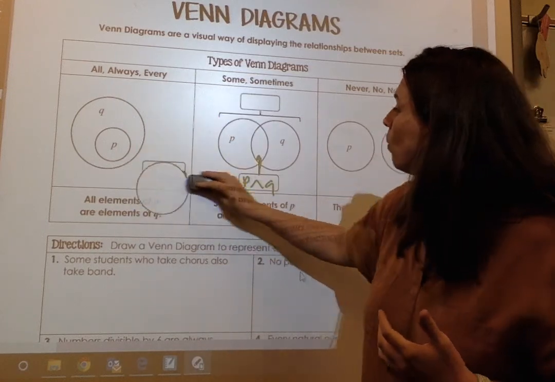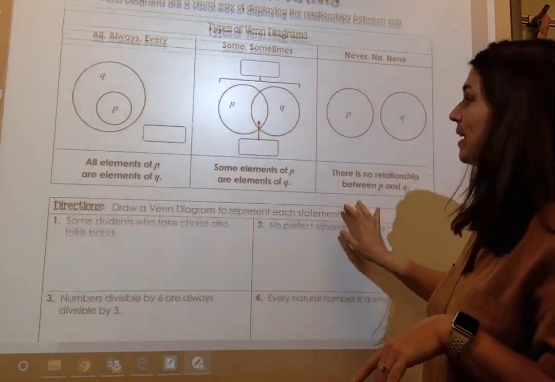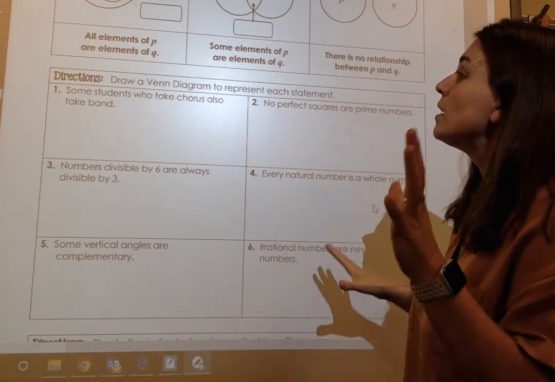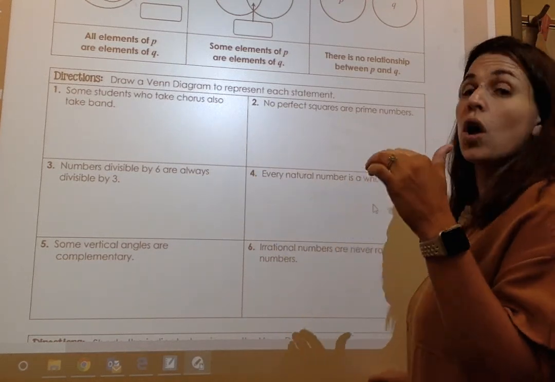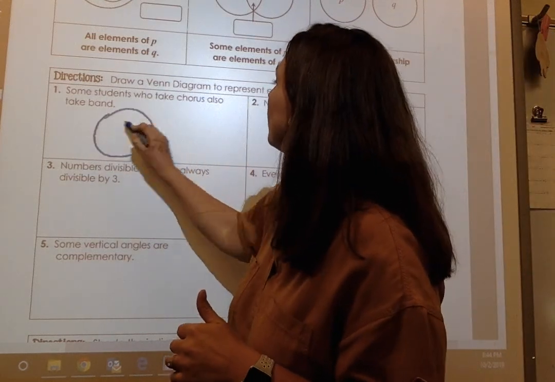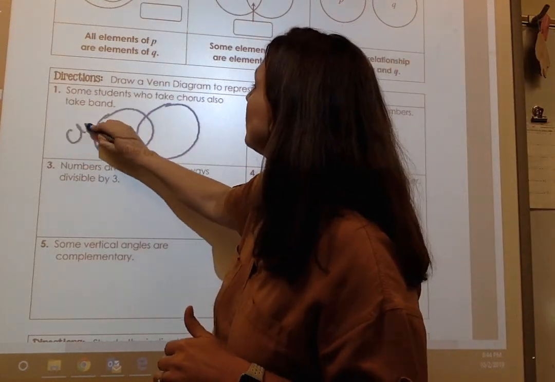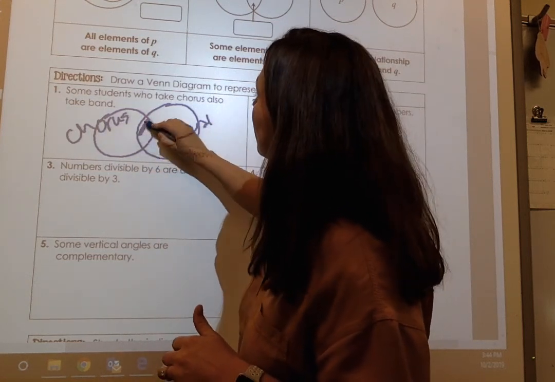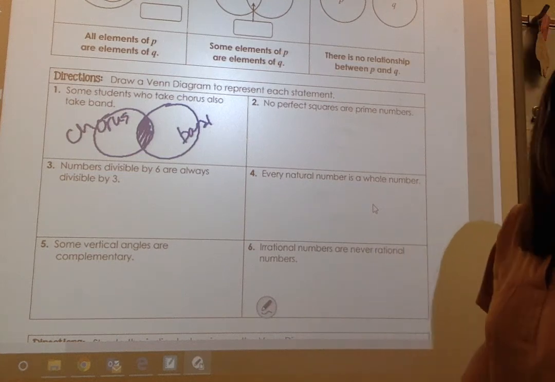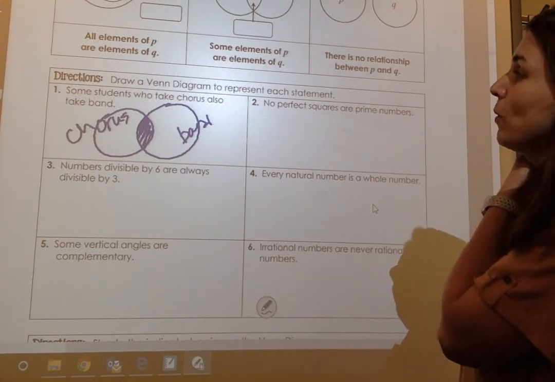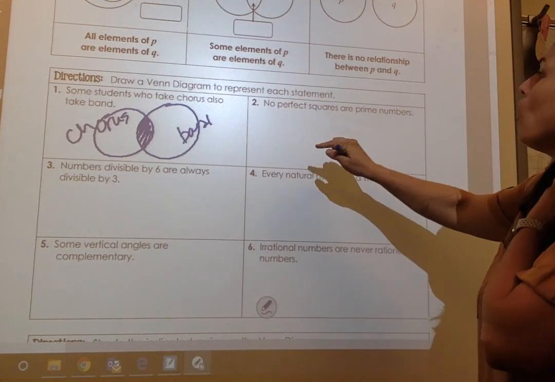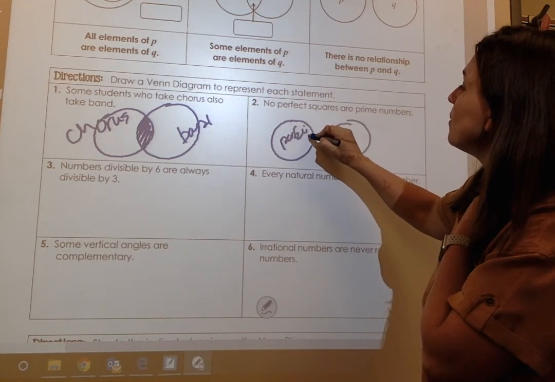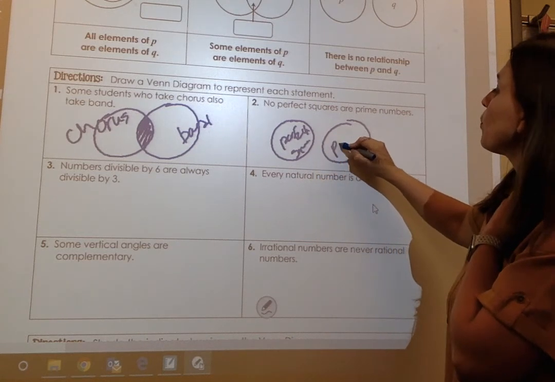And now we are going to go through some examples, and we are going to give them a Venn diagram. So if you look at number 1, some students who take chorus also take band. So here's chorus, and here's band. They also take band. So that would be the intersecting part right there. Number 2, no perfect squares are prime numbers. So these are perfect squares. These are prime numbers.